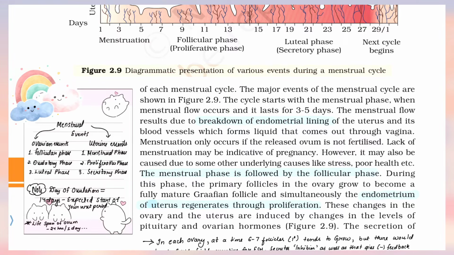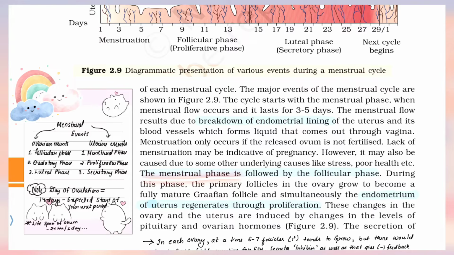The cycle starts with the menstrual phase, when menstrual flow occurs, and it lasts for 3 to 5 days. The menstrual flow results from breakdown of the endometrial lining of the uterus and its blood vessels, which forms liquid that comes out through the vagina. Menstruation only occurs if the released ovum is not fertilized. Lack of menstruation may be indicative of pregnancy. However, it may also be caused by some other underlying causes like stress, poor health, etc.